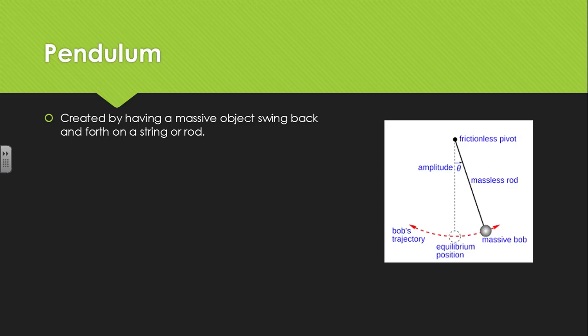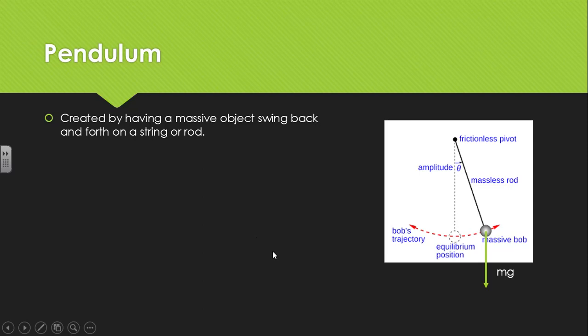Usually we'd use a string or a rod to do this. In this case I've said that this is a nearly massless rod. It has a pivot point and we have a massive what we call bob at the end. So this thing is much more massive than the rod itself. If I pull this back some amplitude theta, some angle, and release it, it's going to swing back and forth. And we're going to call this the equilibrium position, straight down. And so the amplitude is how far I have twisted it this way.